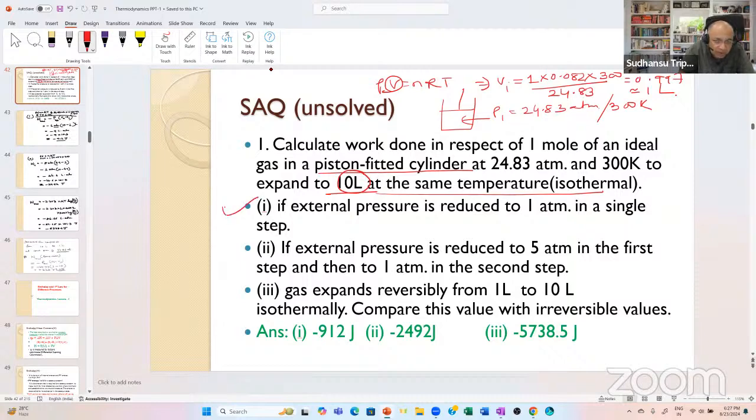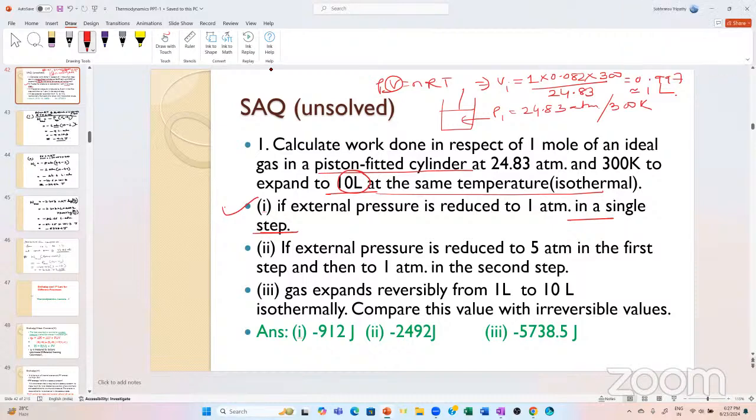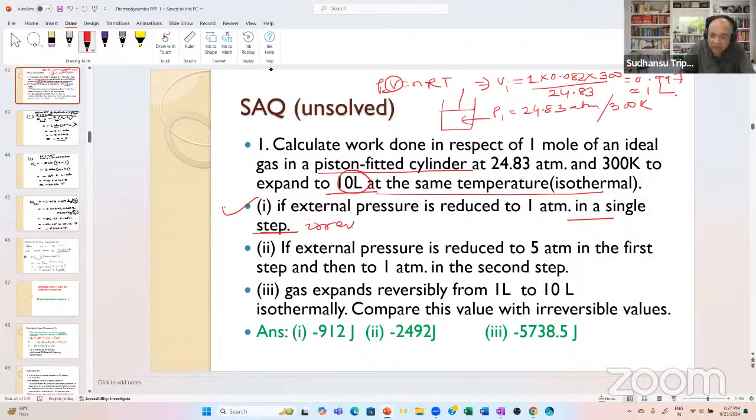Let us read point number 1. If the external pressure is reduced to 1 atmosphere in a single step, now tell me, if it will go from 24.83 atmosphere to 1 atmosphere in one step, what kind of process is this? Reversible or irreversible? Irreversible. Obviously irreversible. Then find out what is the work done. Calculate the work done. In every case, you have to find the work done.